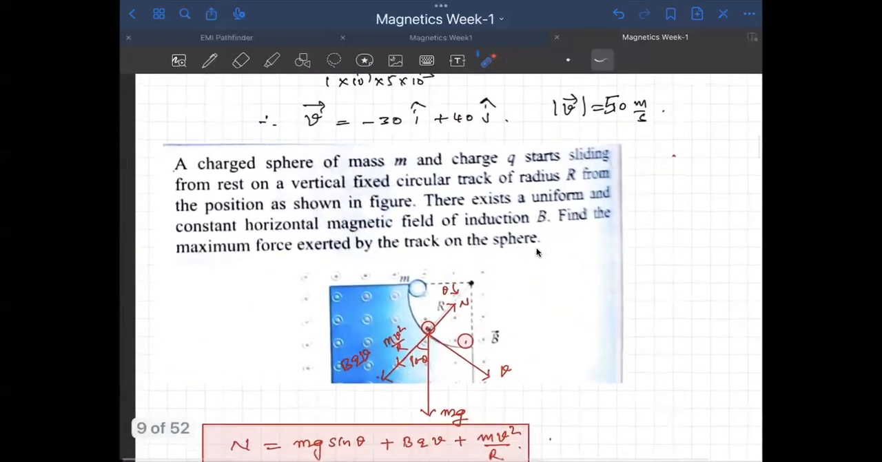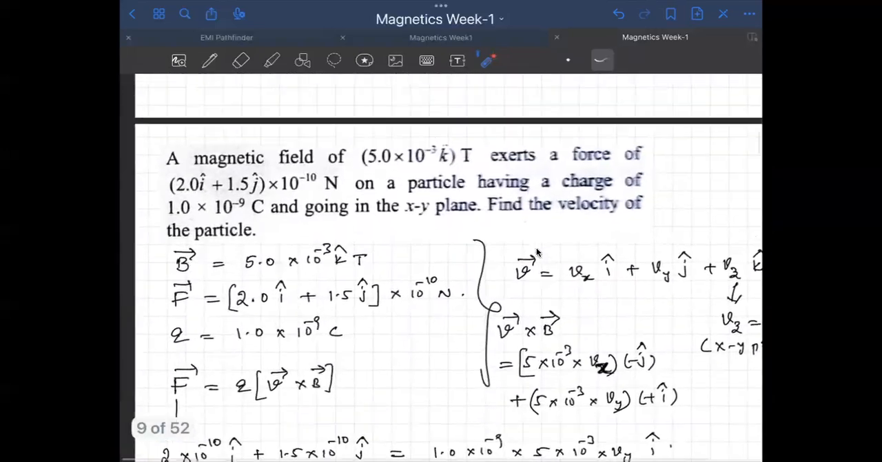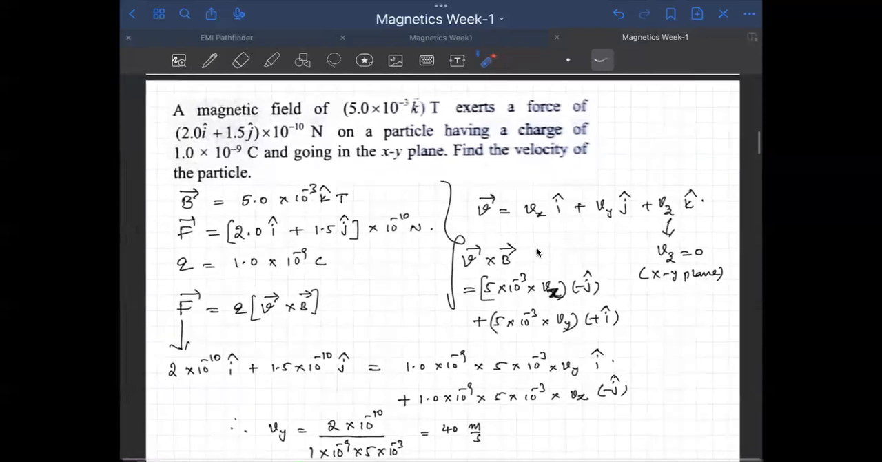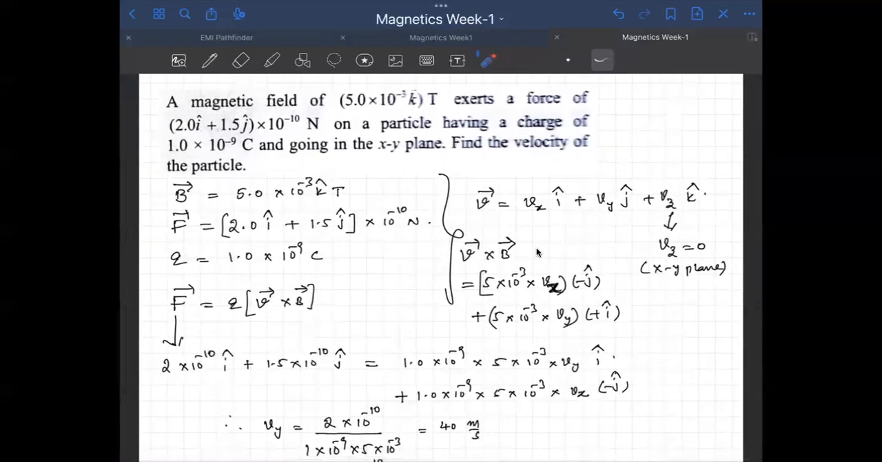You please go through this question once. It is direct substitution based. That is the reason I'm not giving much priority to this. Can you see that a magnetic field of so and so exerts a force on a particle having a charge of so and so and going in the xy plane? Find the velocity of the particle.